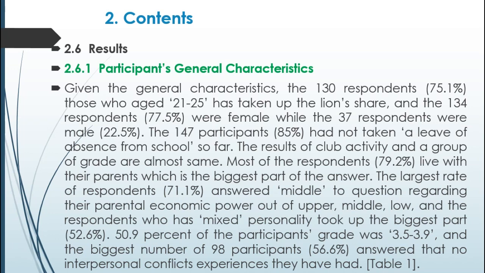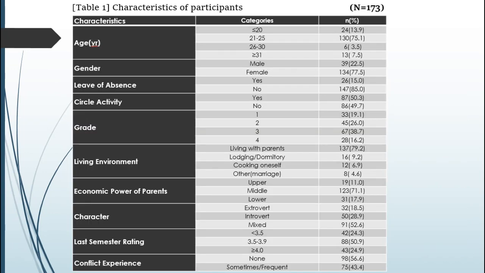The largest rate of respondents answered middle to the questions regarding their parents' economic power of upper, middle, and low, and respondents with a mixed personality took up the biggest part. 50.9% of the participants' grade was 3.0-3.9, and the biggest number, 98 participants, answered that they had no interpersonal competence experience. Table 1, characteristics of the participants. N equals 173.